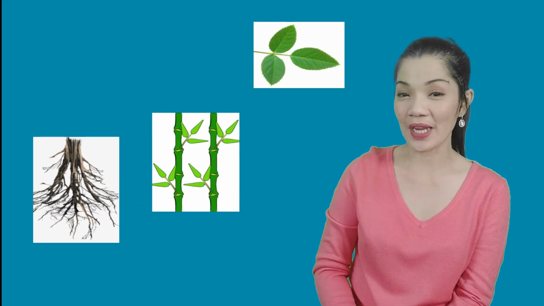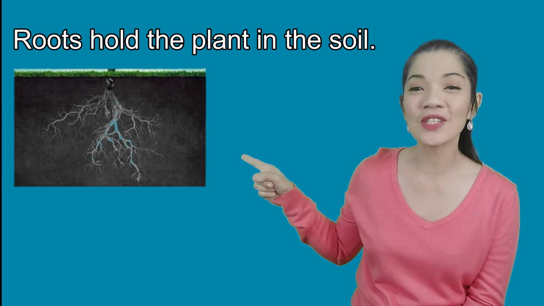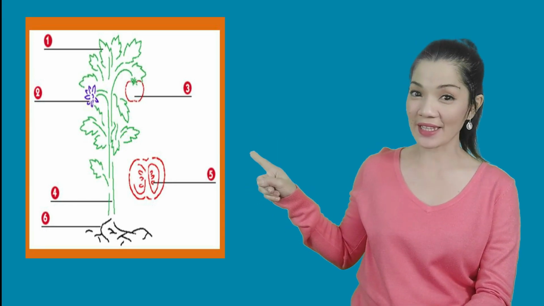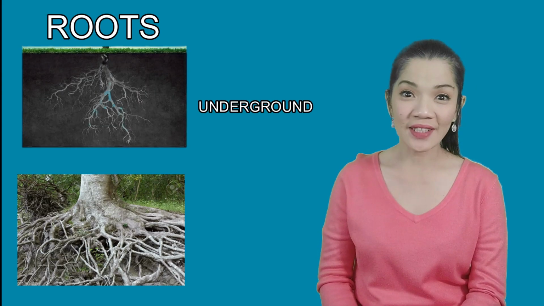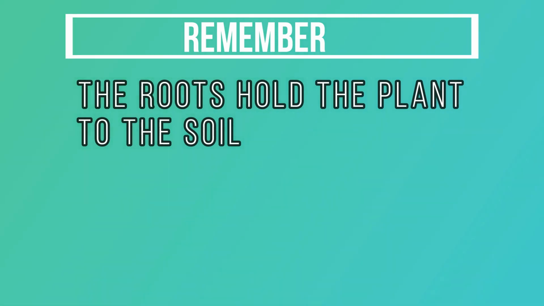First, the parts that help the plant get water, make food, and grow. The first plant part we're going to look at today is the roots. Roots have a special job. You see, roots hold the plant in the soil. Look at the diagram and find the part of the plant that stays underground. Roots are usually underground, but can be above ground too. Have you ever seen a tree that looks like this? Remember, the roots hold the plant to the soil.